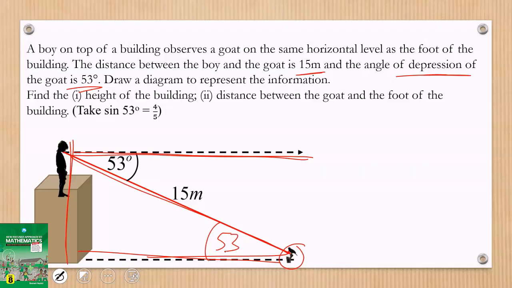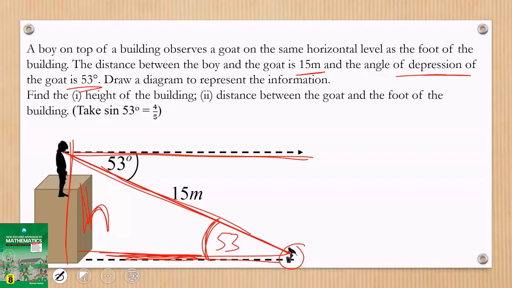Now, because we want to find the height of the building, including the boy, probably let's take that as our h. Now, in that case, this angle will have opposite to the h, and then the adjacent to be the distance here we don't know, but we know the hypotenuse to be 15.